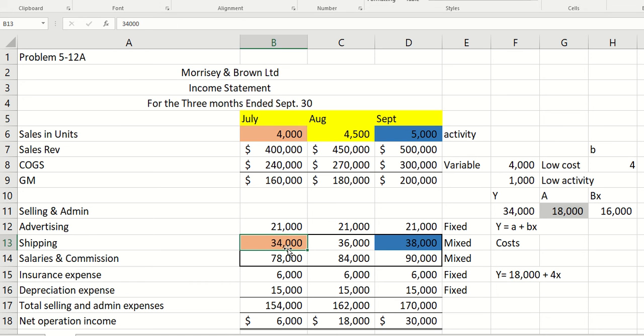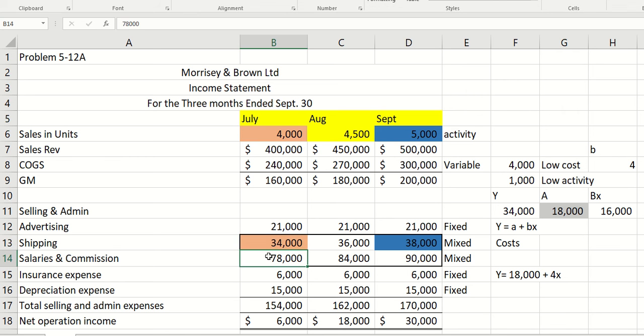So now that I've broken it down, if ever I'm trying to figure out which part is variable and which part is fixed, when I make 4,000 units, it's 18,000 fixed. When I make 5,000, it's 18,000 fixed. 4,500, it's 18,000 fixed, and 5,000, it's 18,000 fixed. And then I'd have to multiply my $4 by the number of units to get the variable component for shipping. So we're going to use that in part 3.